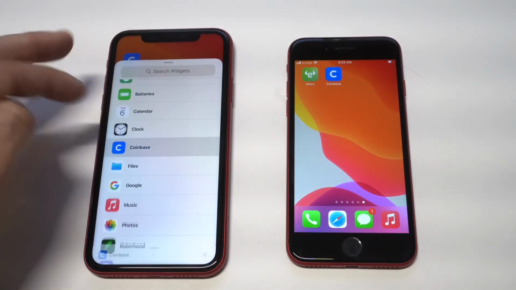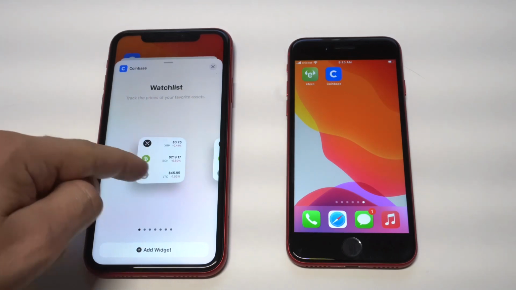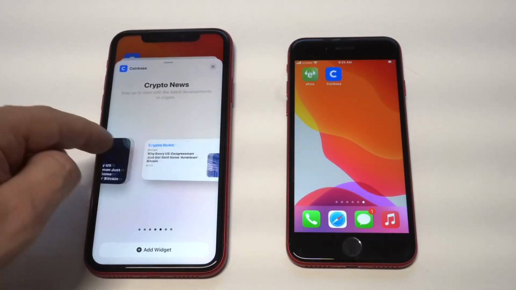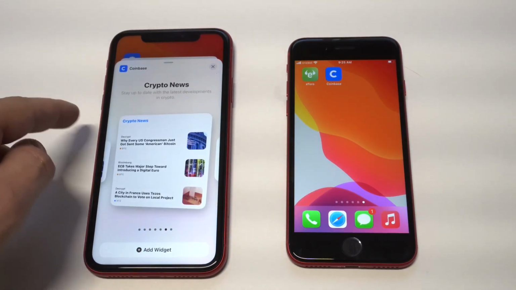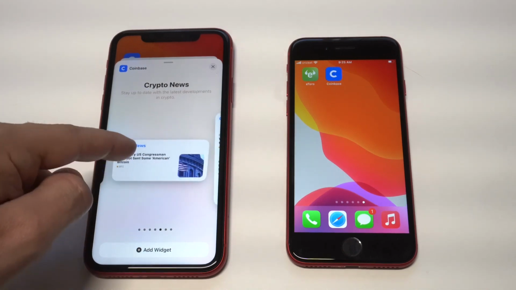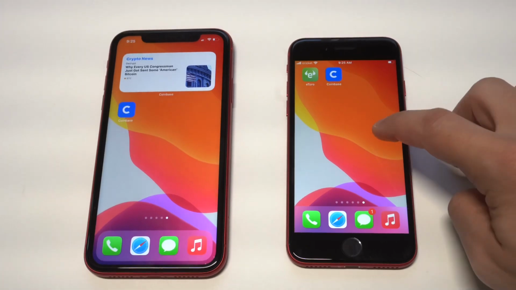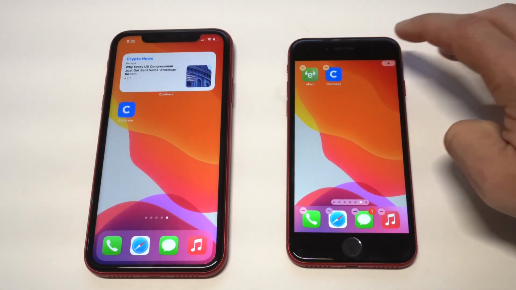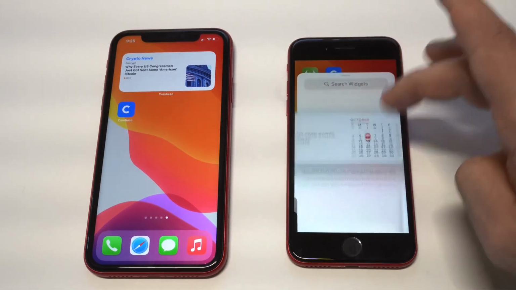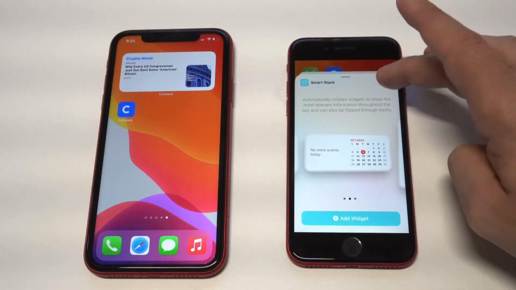Now, I've been using them for probably like 6 or 7 years. And I've been able to actually grow my account over this last year from like a couple thousand to where it's at today, which is pretty phenomenal. Now, the one widget I really do like on Coinbase here on iOS 14 is the news one.